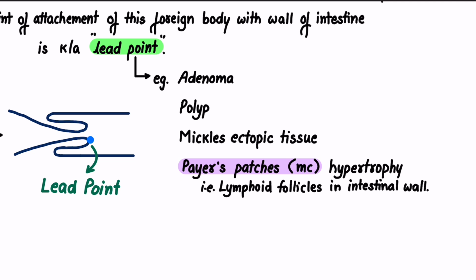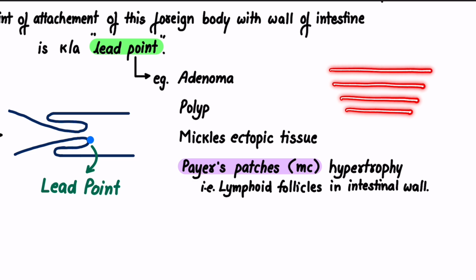Now briefly I will explain what Peyer's patches are. Peyer's patches are present in the submucosa. As you all know, the intestine is lined by four layers: the innermost is mucosa, followed by submucosa, followed by muscularis, and the outermost is serosa or adventitia.